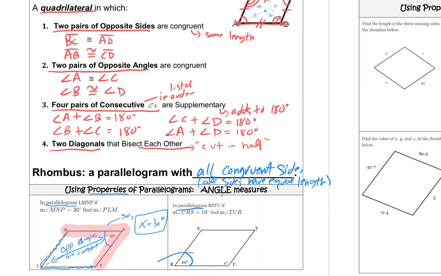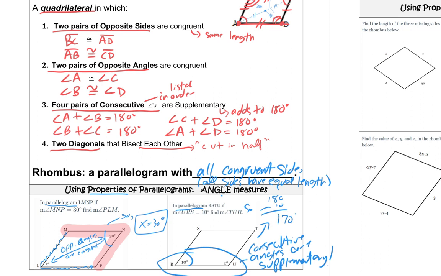These are consecutive angles, right? And so we know consecutive angles are supplementary, right? So we know that 180 minus 10 equals 170. Right, so that's our answer. It's 170 degrees. All right, so that's it on that.